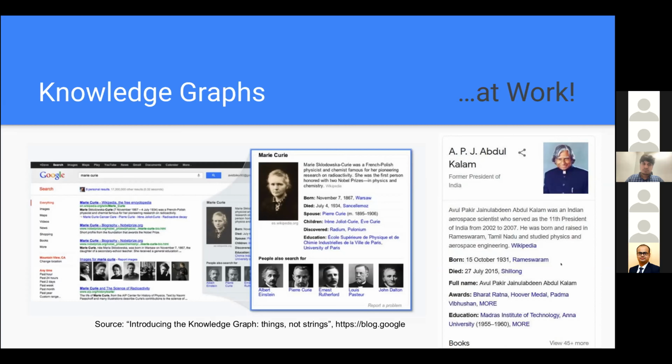Wikidata is a knowledge graph that is the equivalent of Wikipedia, which is largely leveraged by most of the search engines out there. These search engines query the knowledge graph and then present this information in a manner that is understandable by humans, right? The attributes such as birth, death, full name, what awards that person received, education, and so on, are easily presented in a form that is understandable by us humans in these search engine results.